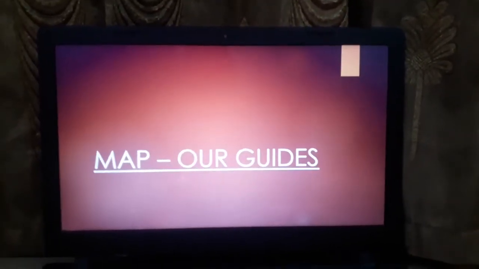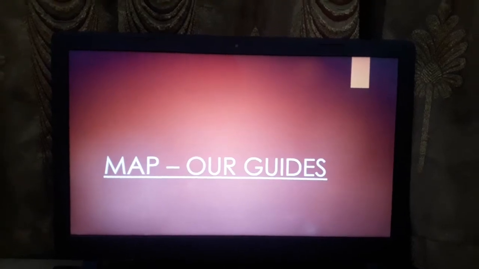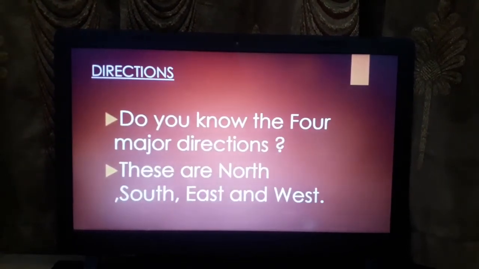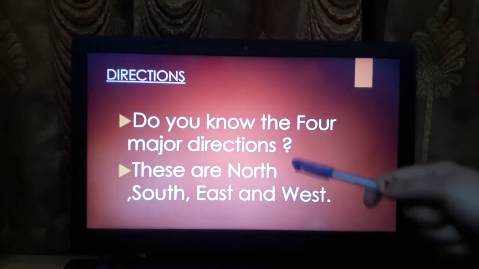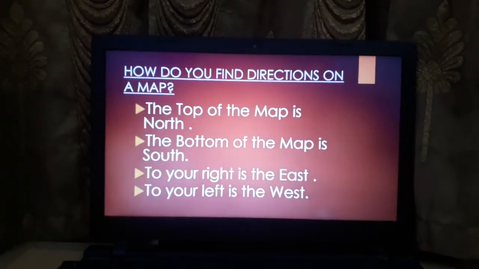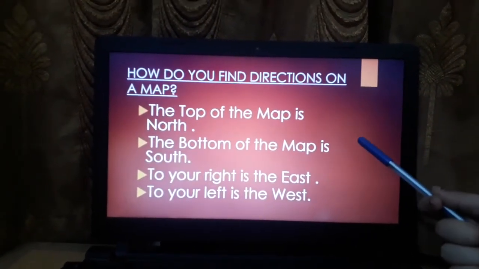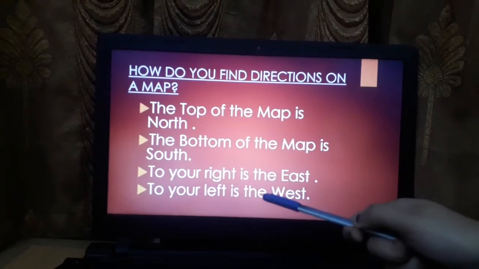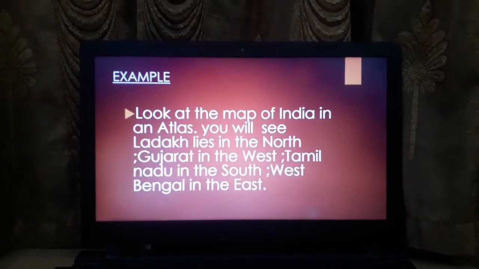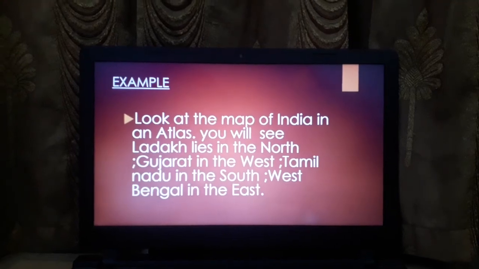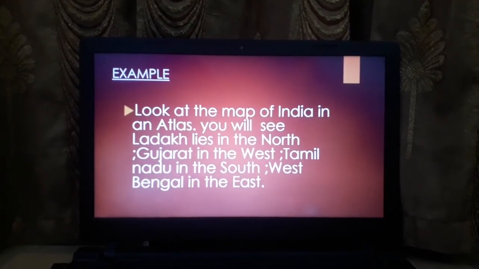Yes, students. Now we will have a recapitulation, a revision. The chapter is Maps or Globes. The first topic that we discussed was related to directions. The four major directions that we have are north, south, east and west. The top is the north, the bottom is the south, to our right we have the east, and to our left we have the west. As an example, you will find Ladakh in the north, Gujarat in the west, Tamil Nadu in the south and West Bengal in the east.